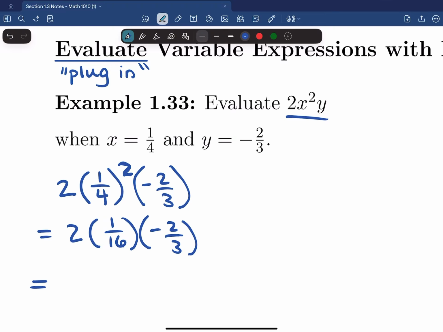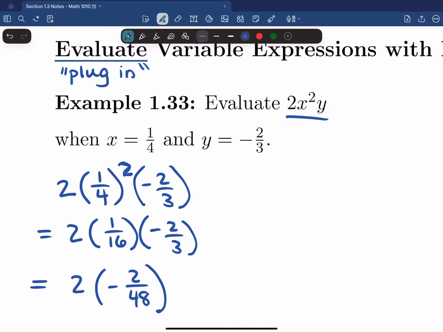We could multiply the fractions together first. So 2 is multiplied by 1 times -2/3. Sorry, 1 times 2, right? And 16 times 3, which is 48.